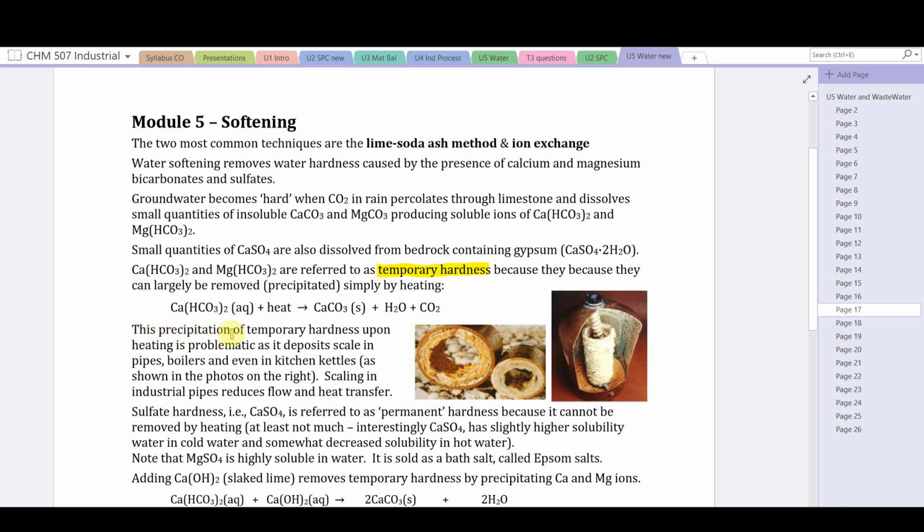The precipitation of temporary hardness upon heating is problematic. It deposits scale in pipes, boilers, and even kitchen kettles. Look at the diagrams on the right. Look at the degree of scaling in these pipes and in this heater. Now, scaling in industrial pipes reduces flows and reduces heat transfer, and that's a problem.